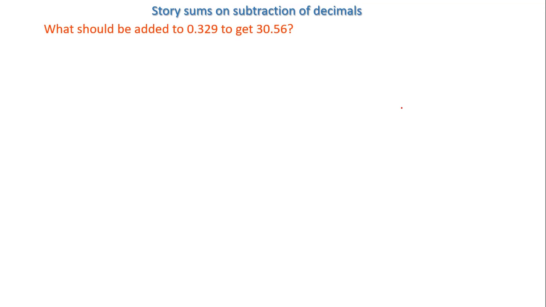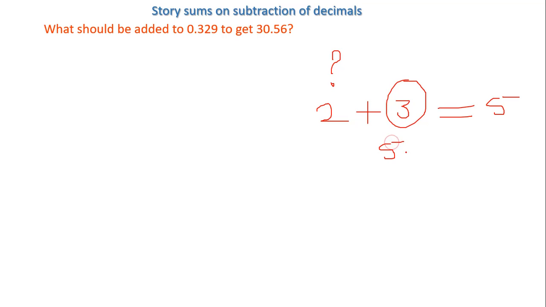What should be added to 0.329 to get 30.56? So, which operation do we have to do in this? That is the main question we have to understand. As you can see here, I will take one simple example. I will take 2. I have to make this 2 as 5. After adding which number it will become 5, you will easily say that it is number 3. How did you get this 3? We subtracted this 2 from 5, we got this number 3.